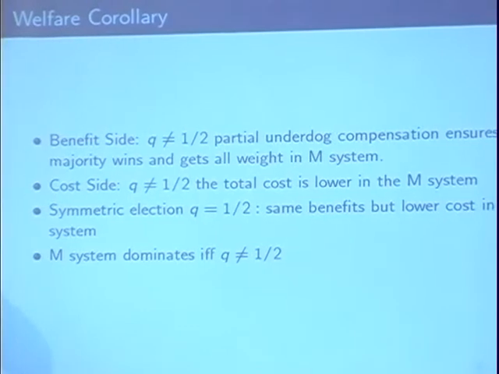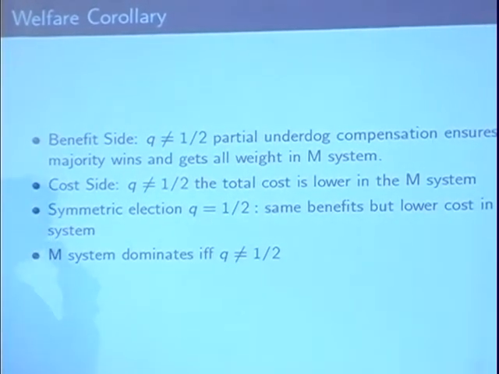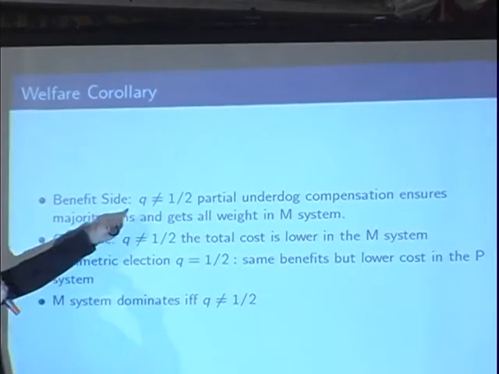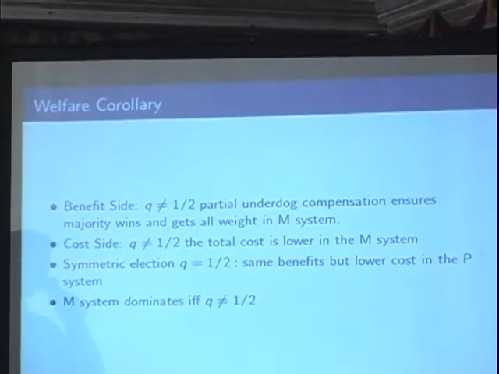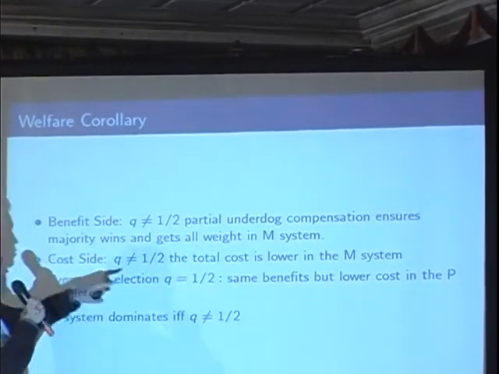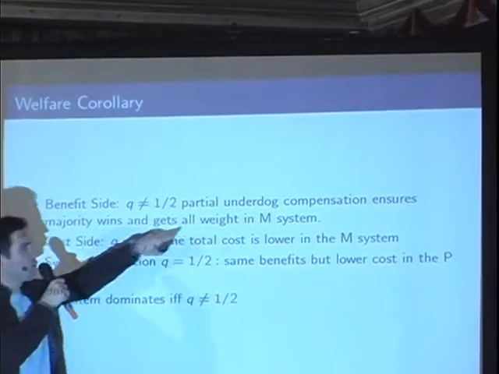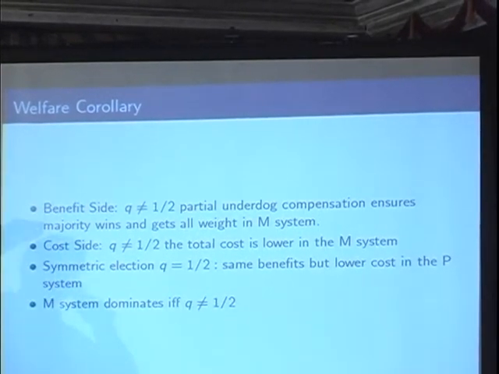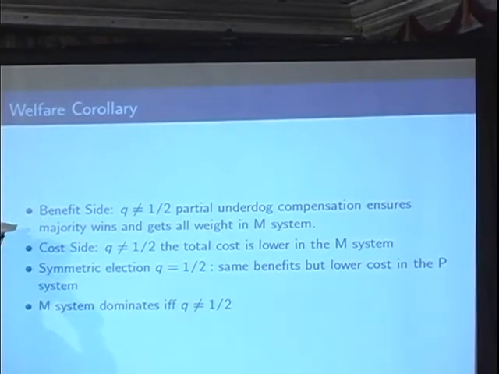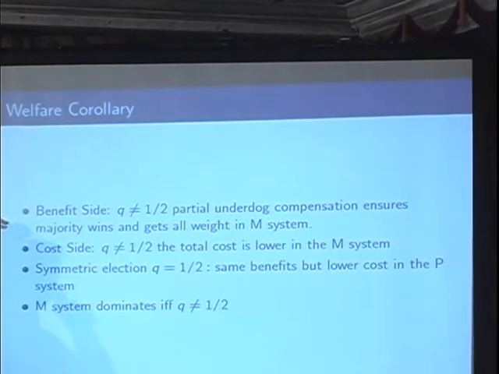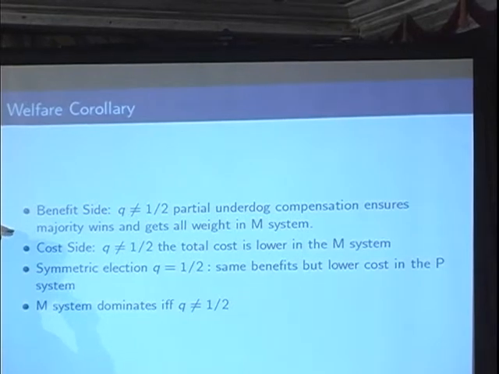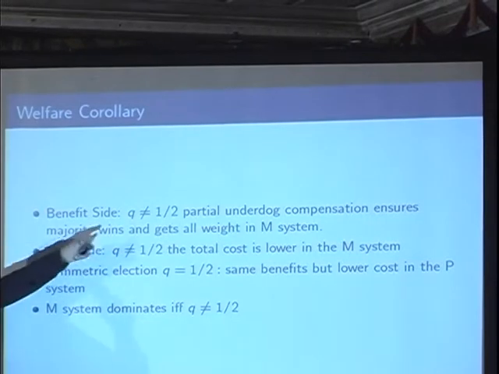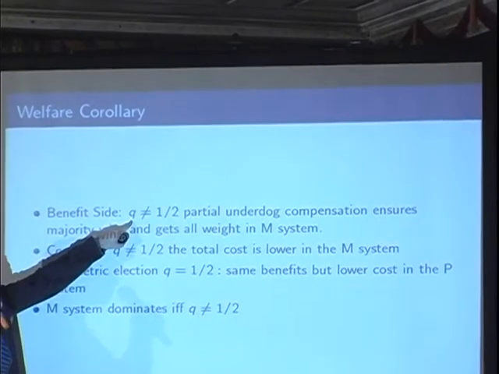One word about welfare on this. If we compare welfare in the two systems, if the election is uneven ex ante, the partial underdog compensation ensures that the majority wins and gets all the weight in the end system. So this dominates the situation in the PR system, because in the PR system here there's a majority ex ante, we're giving all the power to the majority.